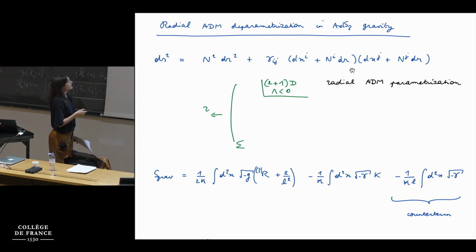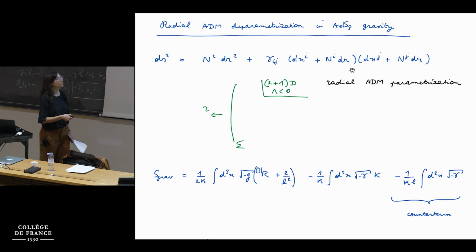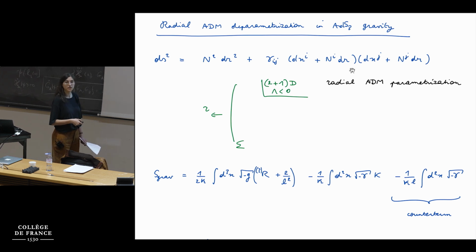Now that we're in AdS3 gravity, our gravitational action does not only have the Einstein-Hilbert and Gibbons-Hawking-York term, but it also contains what is called a counter term. So this is necessary for making sense of the asymptotics of your theory. So this will be included.